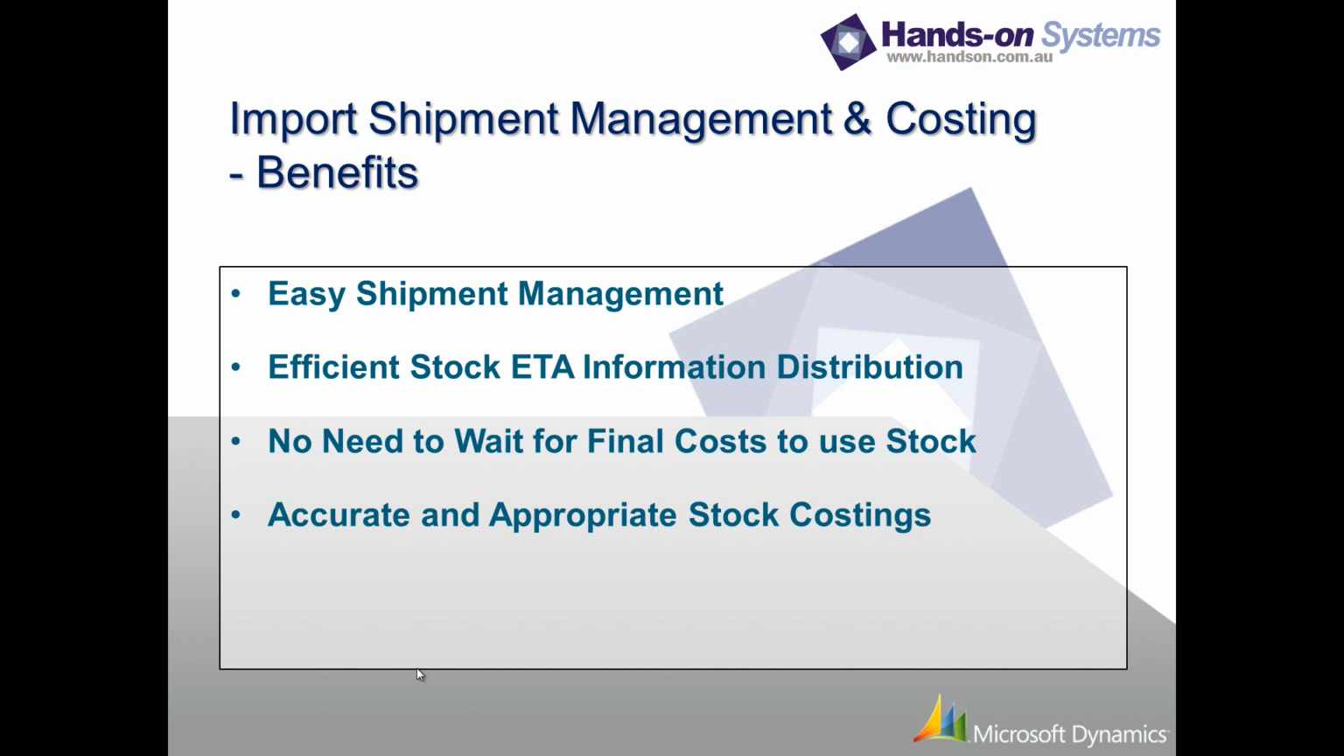A big benefit is that no need to wait for final costs to use that stock. So as soon as the stock is in the warehouse, it can be delivered to clients, it can be used in production, because the stock costings, once they've been done at a later date, will actually go back and reflect those actual inventory items. And the last thing is that accurate and appropriate stock costings. So actually having a logical and easy to apply way to get those landed costs, those indirect costs, to be allocated to those inventory items.